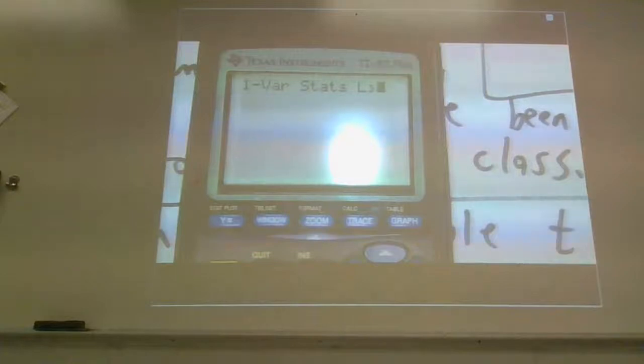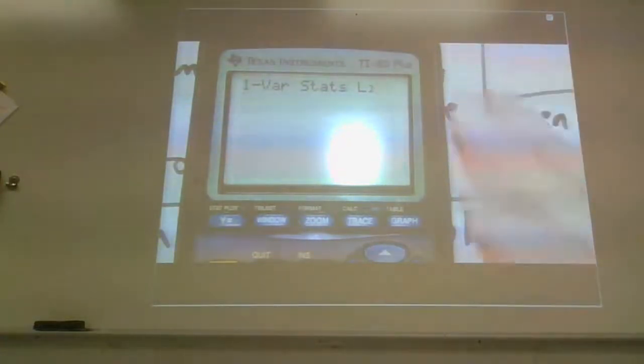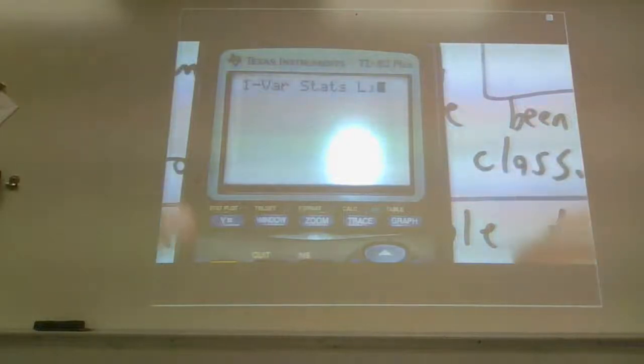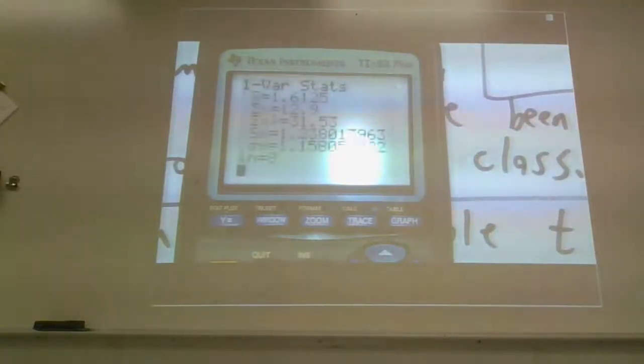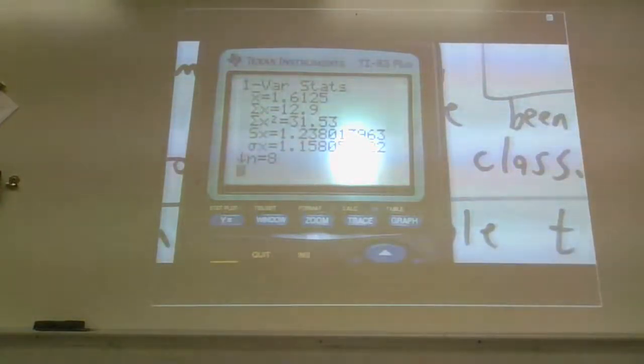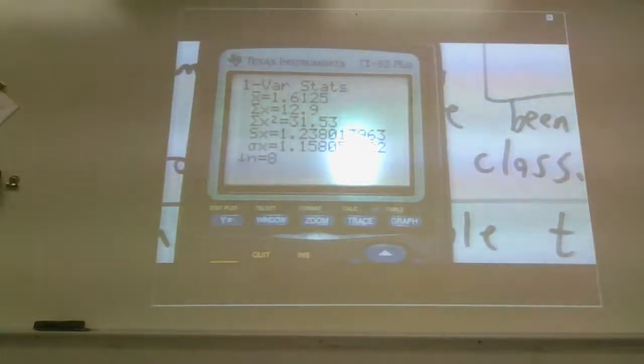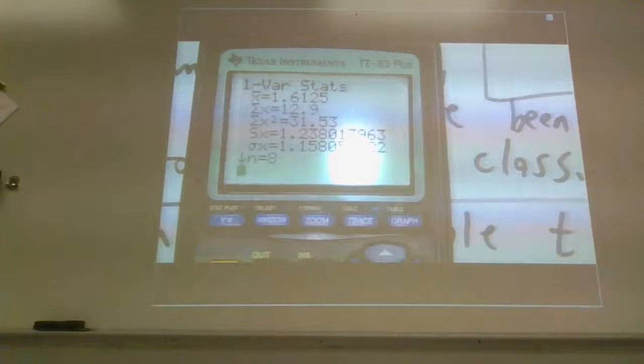but I am going to have to run a 1var stat using L3. Now, this is important. If you run the 1var stat, of course, with the proper set of data, the mean and standard deviation should automatically transfer over to the t-test. So I'm going to write down that mean and standard deviation. X bar is equal to 1.6125, and S is equal to 1.238. I have that information there.